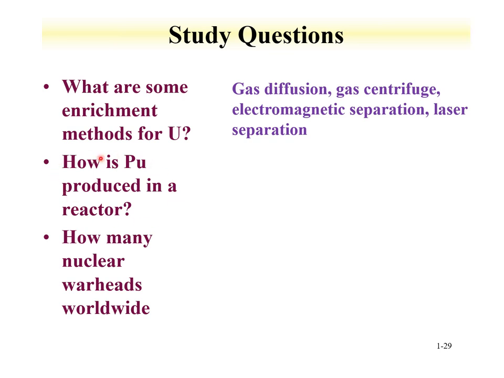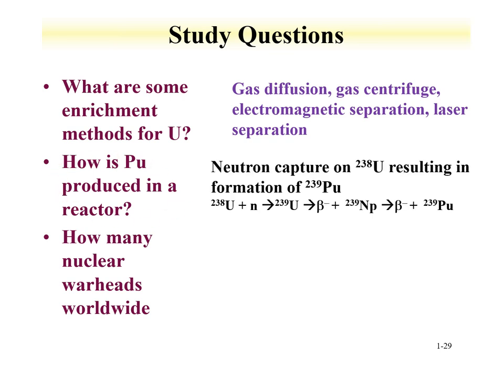How is plutonium produced in a reactor? Most reactors are uranium-based, where 3 to 5% of the uranium is uranium-235. The remainder is uranium-238. That uranium-238 can capture a neutron, makes uranium-239. That uranium-239 decays by beta, producing neptunium-239. And that neptunium-239 decays by beta, producing plutonium-239.